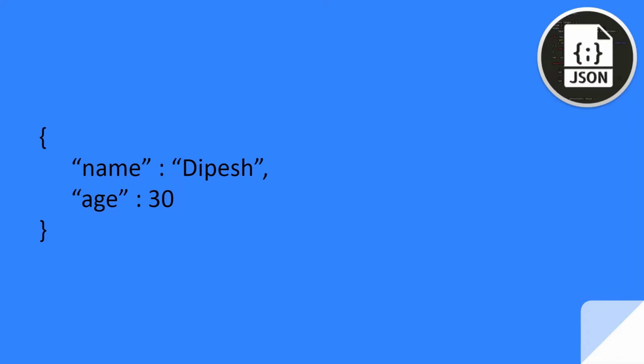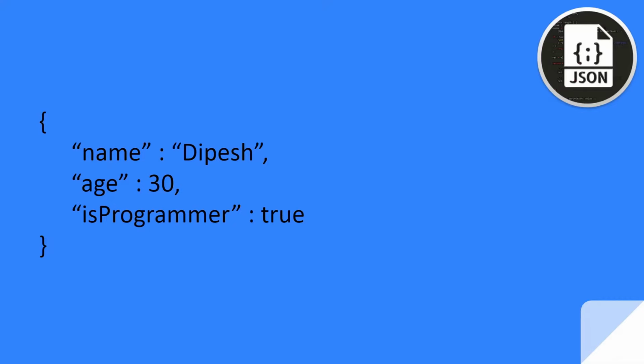Alright, so first we start with a pair of curly braces. Next, let's add a string value into it. I am using name as a key enclosed in double quotes, separated by a colon from the value, and now the value is a string. So we will use double quotes to represent the string. Now I have added age, and the value of the age will be a number data type. Similarly, I can add a boolean as isProgrammer. So isProgrammer is the key, and the value is a boolean data type.